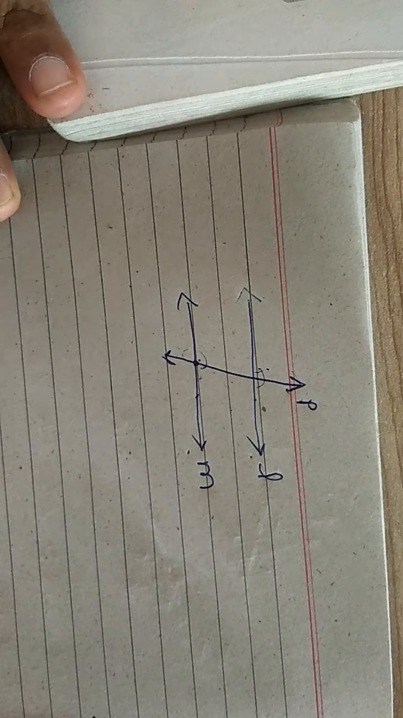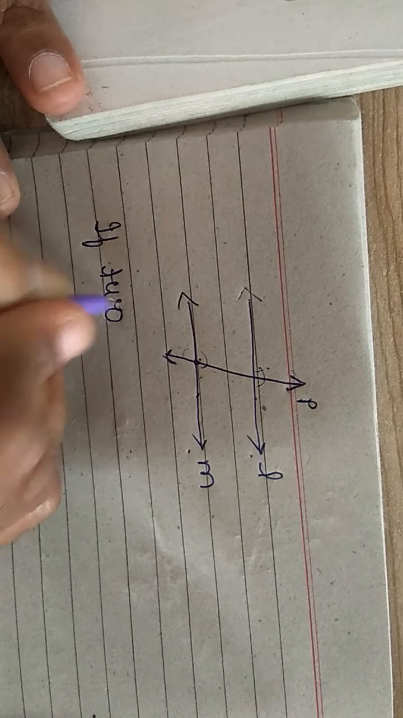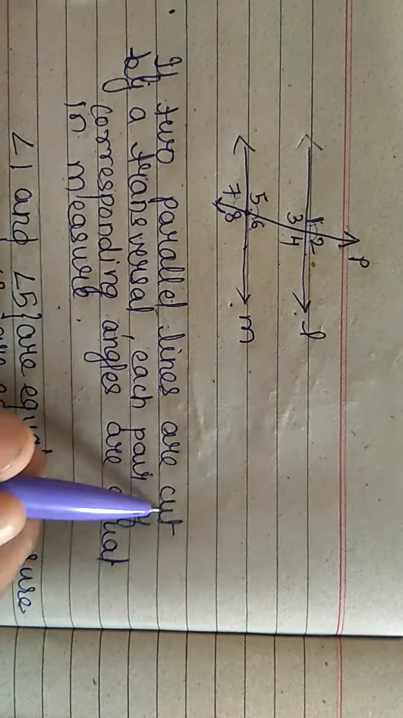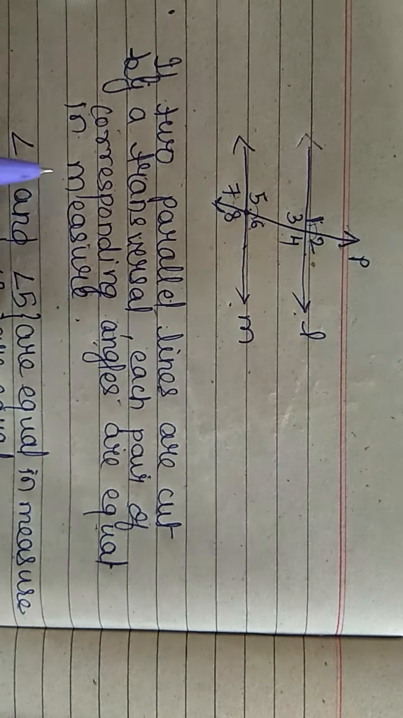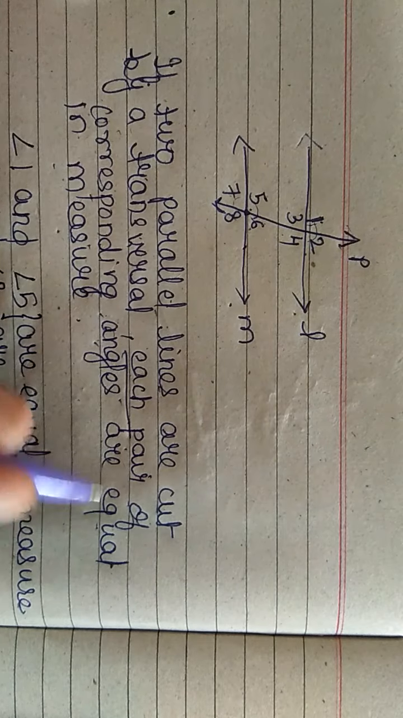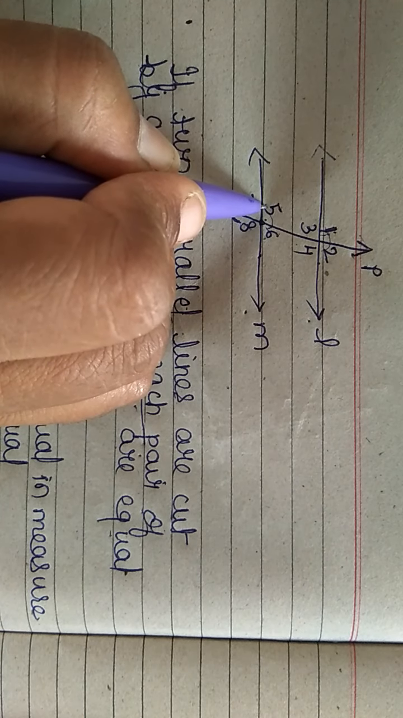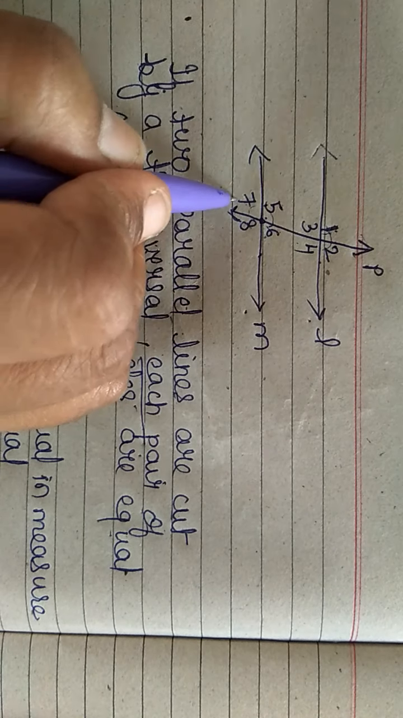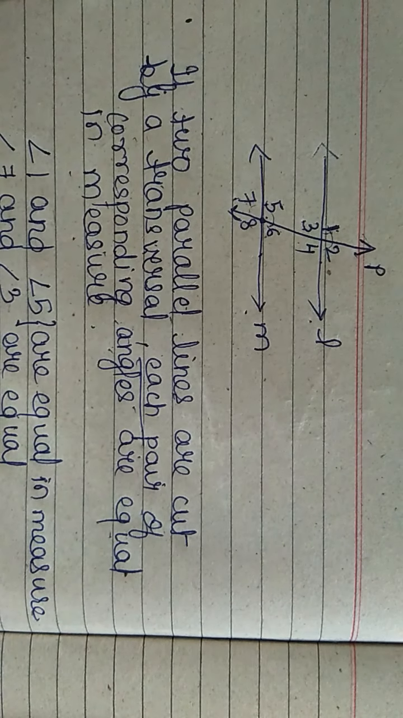First one was corresponding angles. Now children, if two parallel lines are cut by a transversal, each pair of corresponding angles are equal in measure. Here, see, angle 1 is equal to angle 5. The measure of angle 1 is equal to the measure of angle 5, and the measure of angle 7 is equal to the measure of angle 3. Understood children?